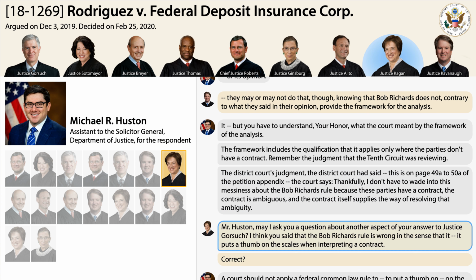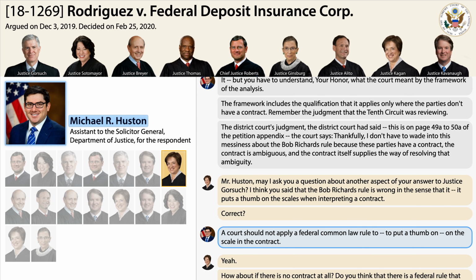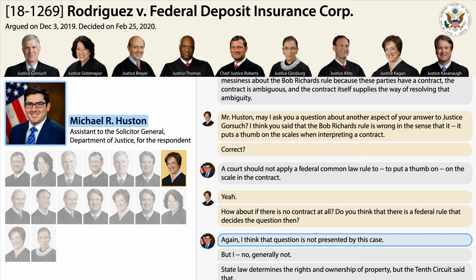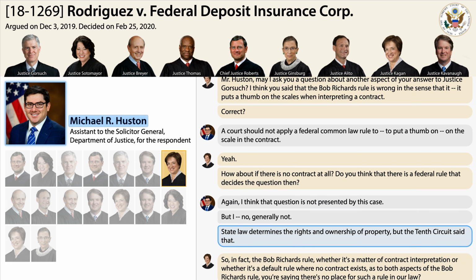Mr. Huston, may I ask you a question about another aspect of your answer to Justice Gorsuch? I think you said that the Bob Richards rule is wrong in the sense that it puts a thumb on the scales when interpreting a contract, correct? A court should not apply a federal common law rule to put a thumb on the scale in the contract. Yeah. How about if there's no contract at all? Do you think that there is a federal rule that decides the question then? Again, I think that question is not presented by this case, but no, generally not. State law determines the rights and ownership of property.